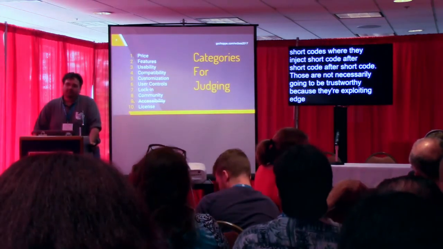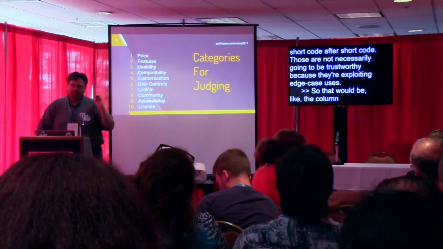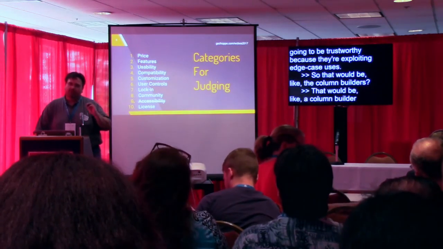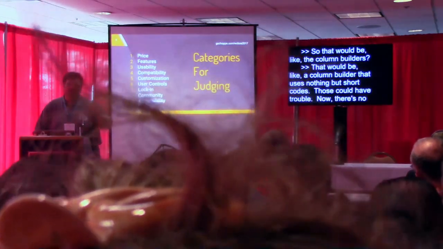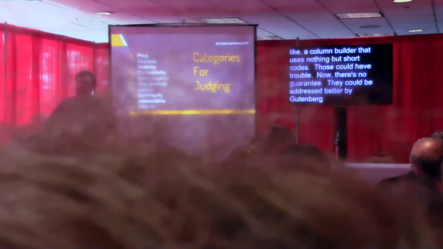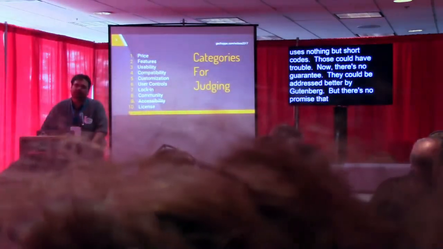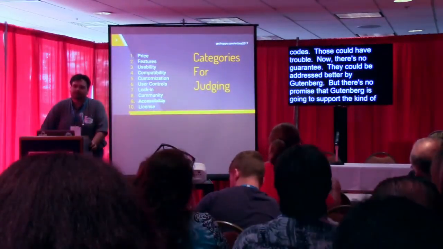So that would be like the column builders? That would be like a column builder that uses nothing but shortcodes. Those could have trouble. Now, there's no guarantee that they'll have trouble. They could actually be addressed better by Gutenberg, but there's no promise that Gutenberg is going to support the kind of edge case that was never officially supported by WordPress to begin with.